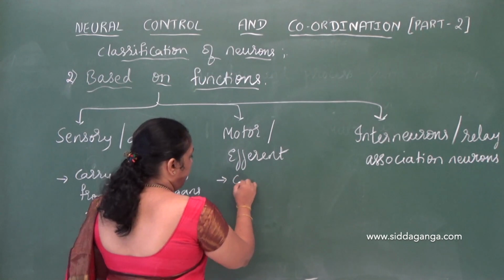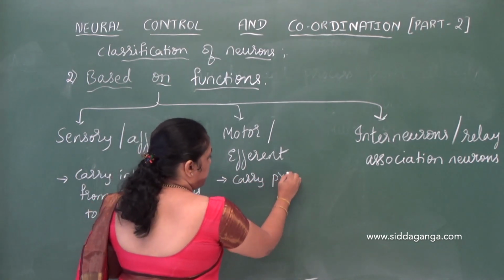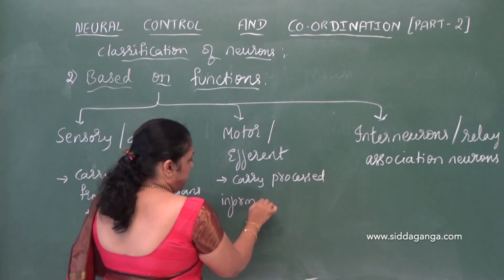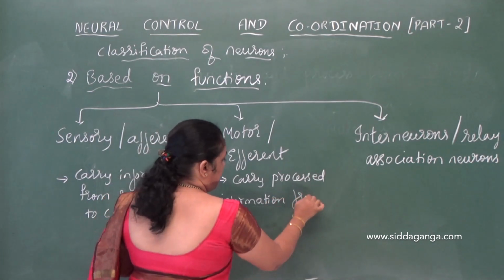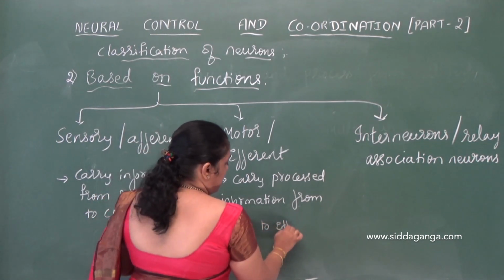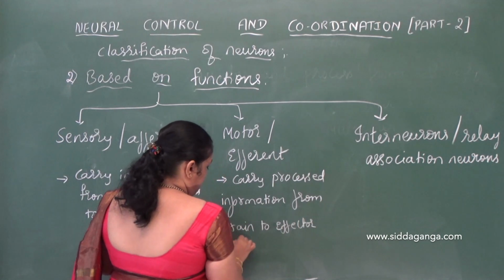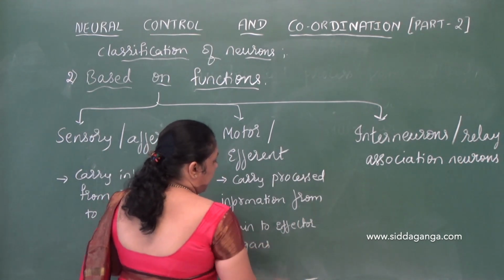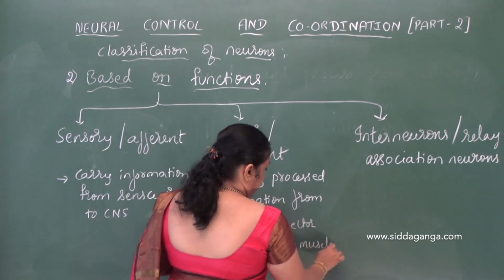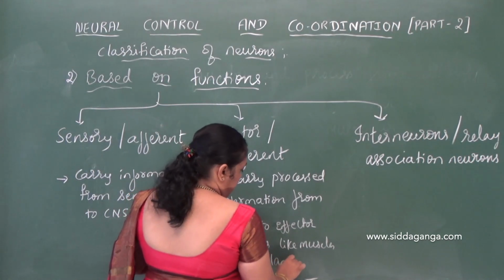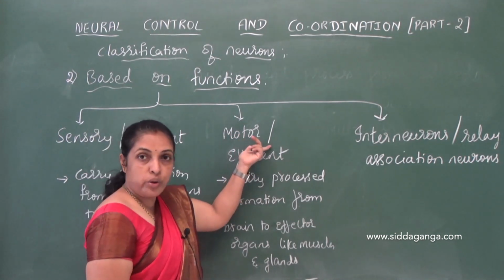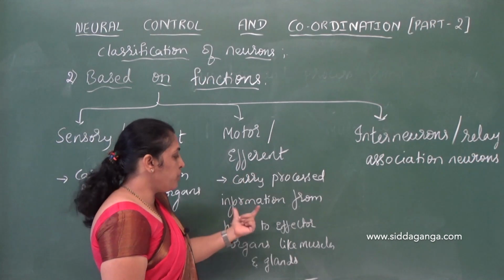Motor means they carry processed information from brain to effector organs like muscles and glands. These motor neurons are efferent; these neurons exit from the brain. They carry processed information.